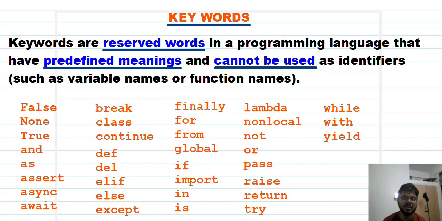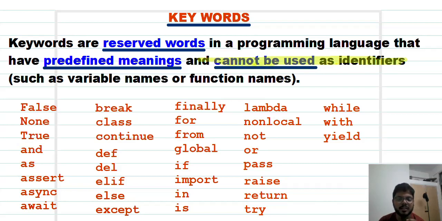That is keywords. What is meant by keywords? Keywords are the reserved words in a programming language that have predefined meaning. Since keywords have some predefined meaning, they cannot be used as identifiers. One of the most important points is that they cannot be used as identifiers. So you cannot use the keywords as identifiers.